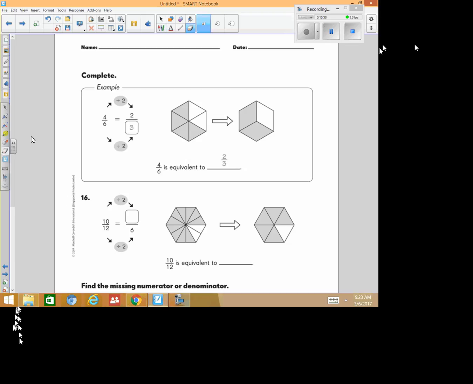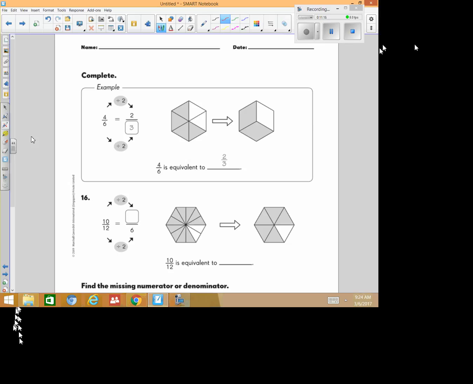This is called equivalent fractions also, but what are these doing? They're dividing. 4 divided by 2 gets me 2, doesn't it? 6 divided by 2 gets me 3. What do you notice that they're doing to the top and the bottom? Dividing. Dividing by what? 2. So you have to do the same thing, don't you? What if I divided by 2 here and divided by 3 down here? Is that right? No, you have to divide or multiply by the exact same number.